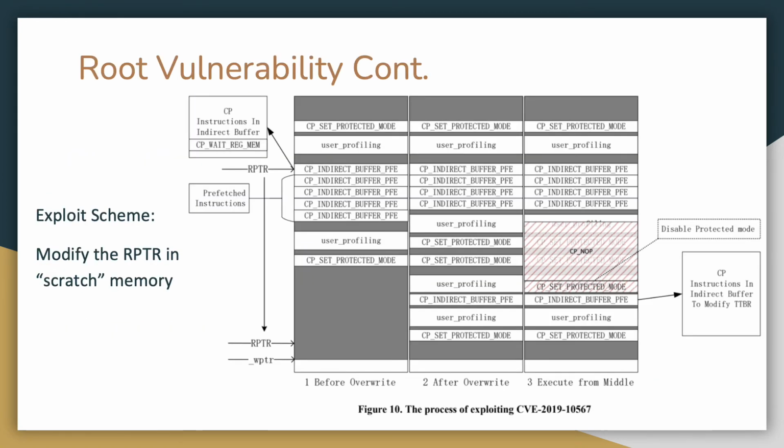So how did he actually achieve the result that he wanted? Basically, you have to modify the read pointer in the scratch memory by moving it and creating fake free space, which is not actually fake. It is trying to trick the GPU into thinking there is free space above it. And then he filled in the middle and executed from the middle with a bunch of NOPs, or CP NOPs, basically kind of like a NOP sled.